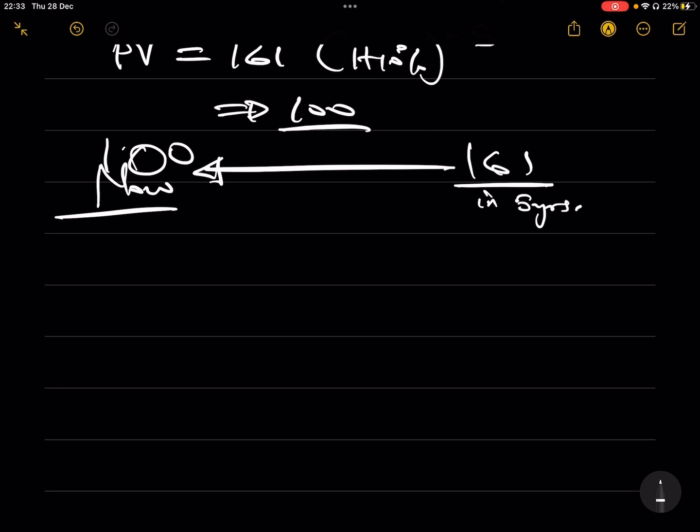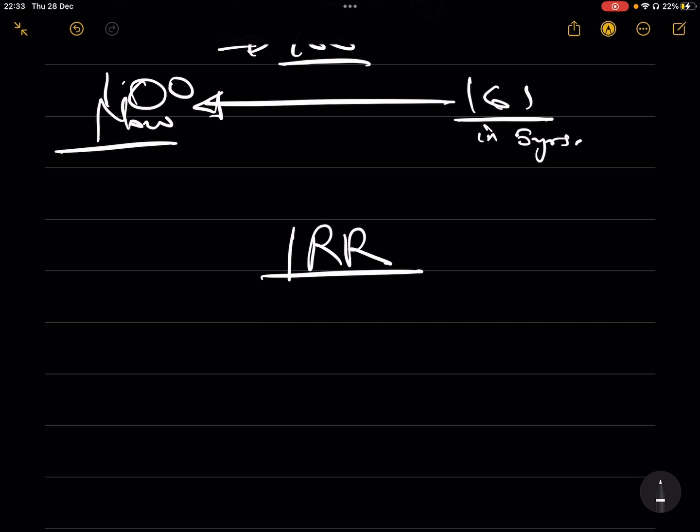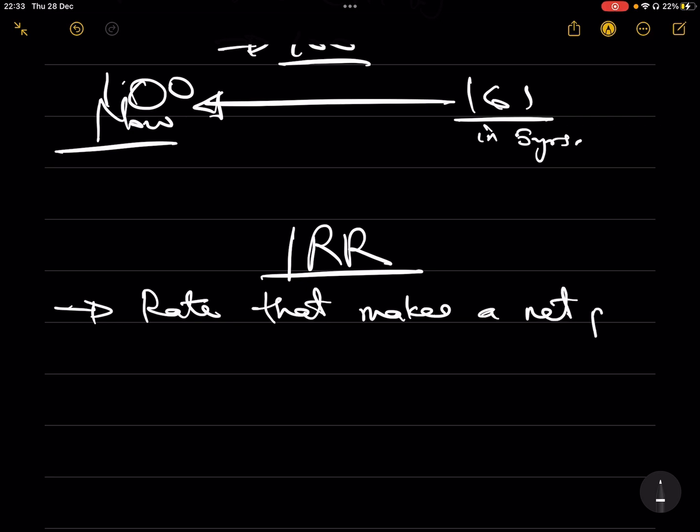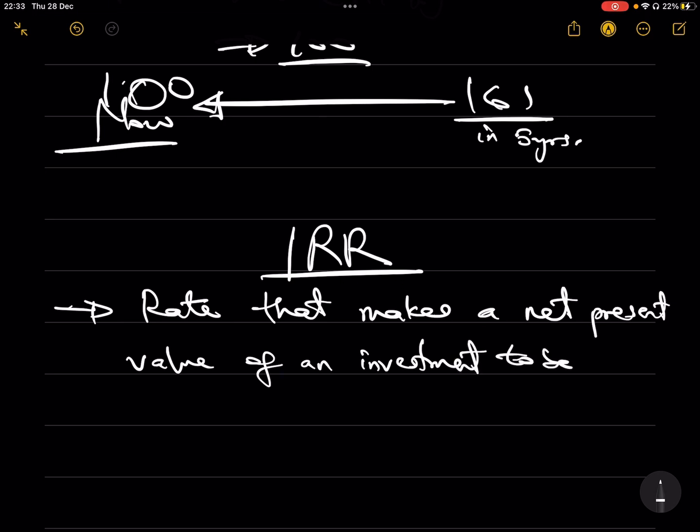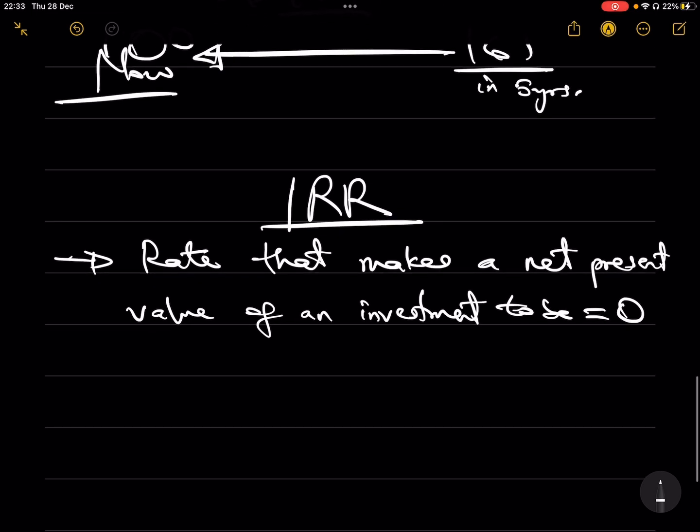Now let's go into the concept for today, which I want to spend better time on, and that is IRR. A very important concept, like I said. What is IRR? The general definition, and the most popular definition of IRR, is a rate that makes a net present value of an investment to be equal to 0. Very complicated definition.